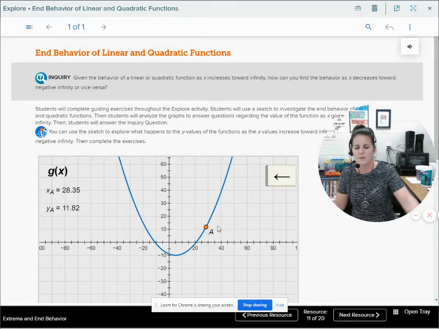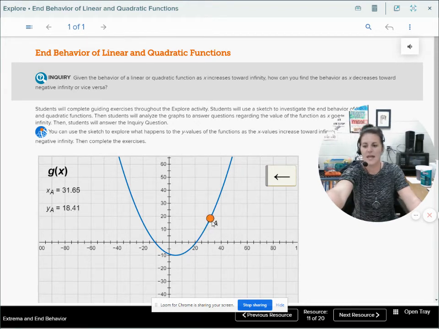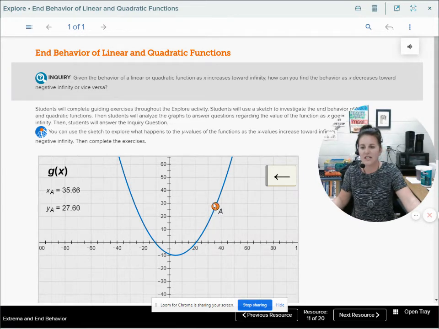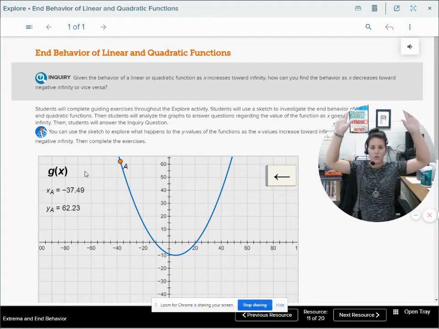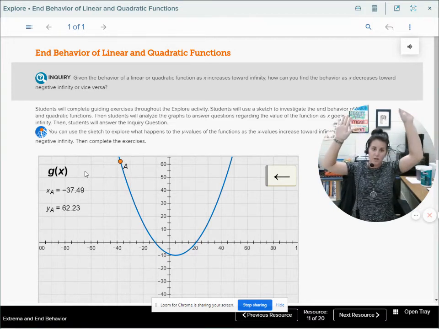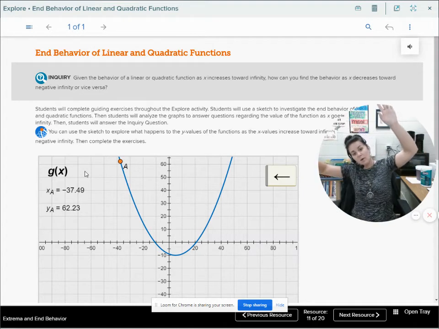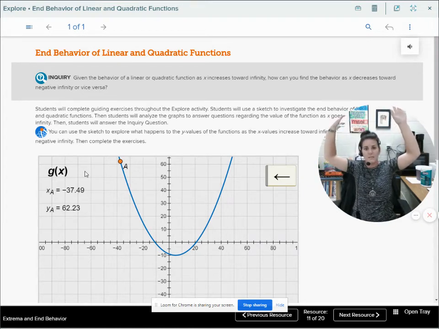So let's look at another problem. What is happening as X increases? If you look, I'm pointing to it over here. As my X values are getting bigger and bigger, my Y values are also getting bigger. But there's something to notice here. As my X's get smaller and smaller, going down in the negative direction, my Y's are still getting bigger because my ends are both up. So it makes sense. As X is getting bigger, Y is getting bigger. And as X is getting smaller, my Y's are still getting bigger because it's a parabola.